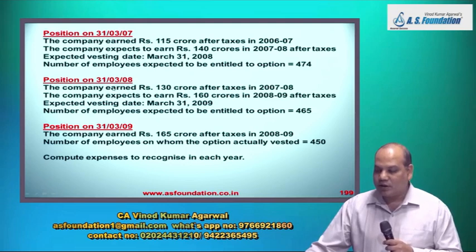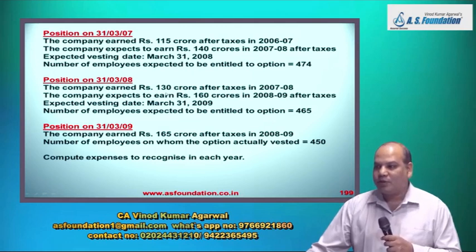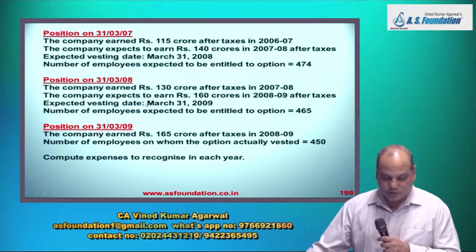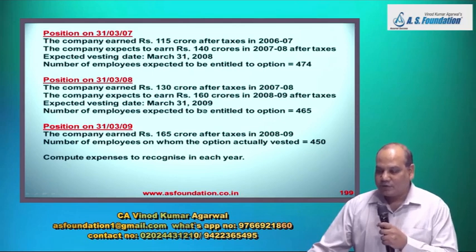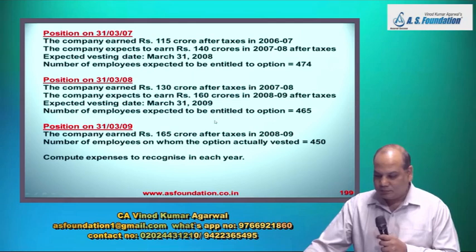Then next year, this is my second year, the company earned 130 crore after taxes in 2007-8. Last year, how much had they earned? 115 plus 130, 245. But the target is 250. So you miss the target. Your vesting period will have to be revised now. The company expects to earn 160 crore in 2008-9 after taxes. So if you add 160, does it exceed 400 crore? Yes. So now my expected vesting period would be 31st March 2009, 3 years. Number of employees expected to be entitled to option is 465. So this is the second year.